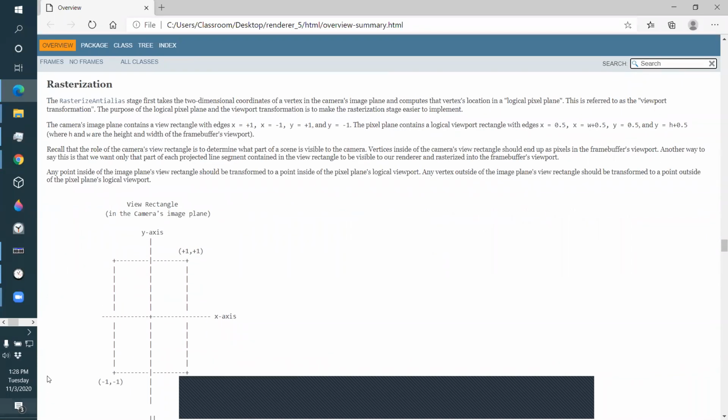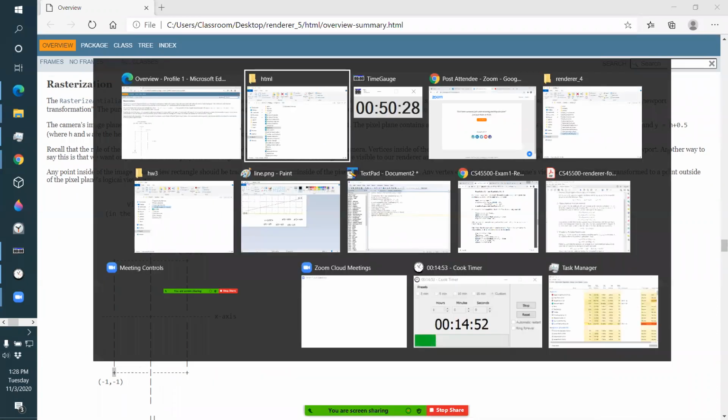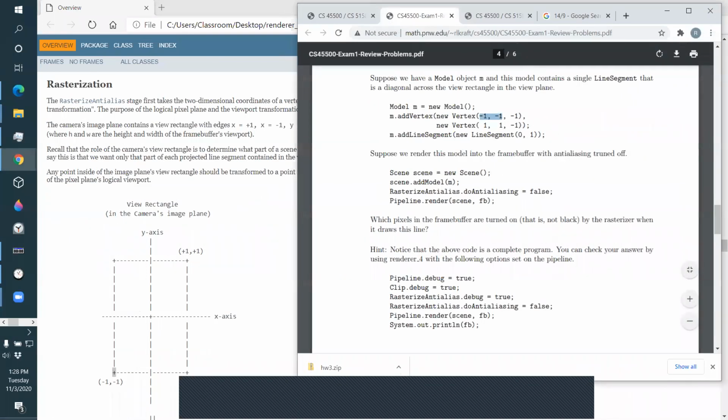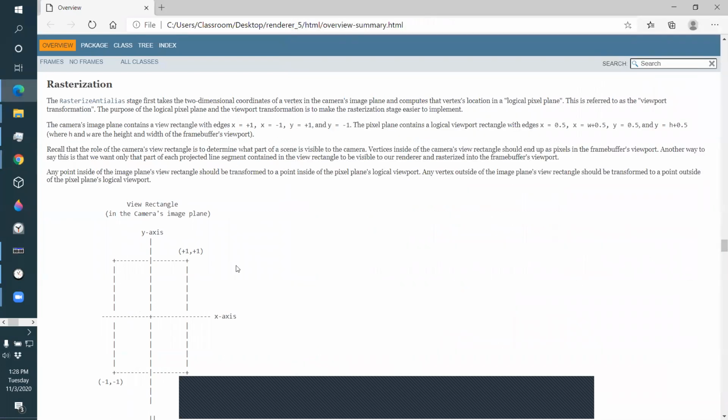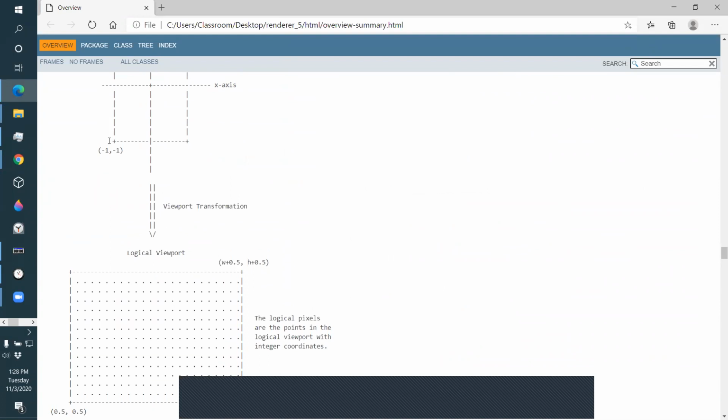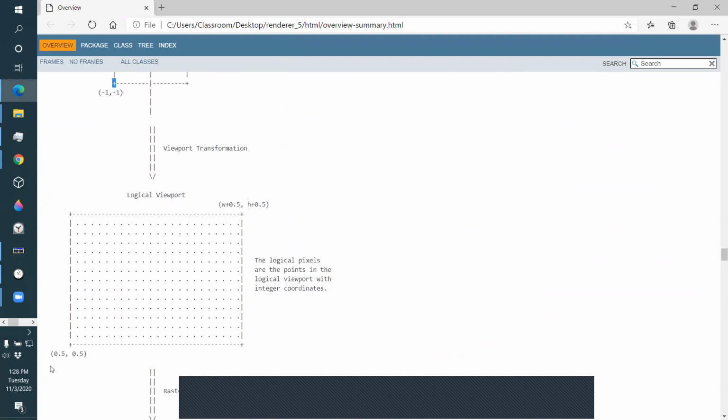Okay, here's rasterization. See, there's that point, right? Our vertex was sitting in the problem. Our vertex is at -1, 1, extreme lower left-hand corner, right? The other vertex was 1, 1, extreme upper right-hand corner, right? Then you transform them to the logical pixel plane. This lower left-hand corner is going to transform to that point there, right? But that's not a logical pixel. So then where do you round to?